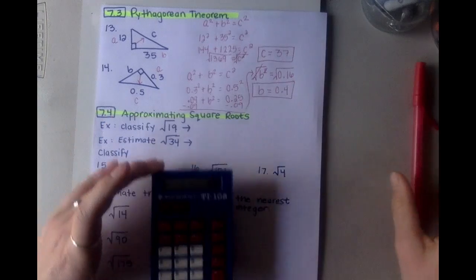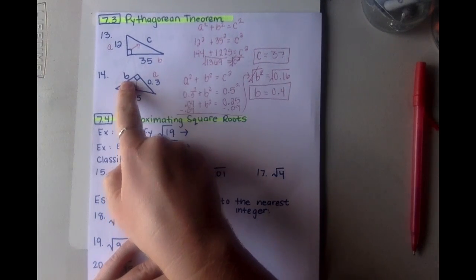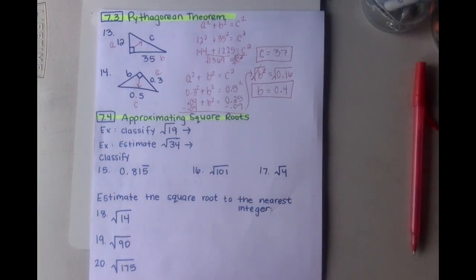And you can plug that in and think, okay, does that make sense? If this is 0.5, this is 0.3, does that make sense to have 0.4 here? Yes, it does. So that is your answer.